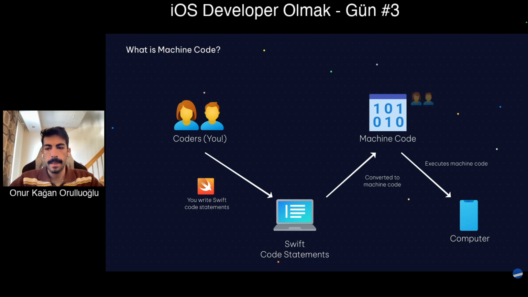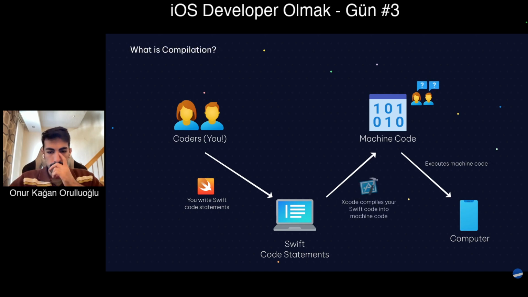Now, you might ask, why not just write machine code and skip this extra step? Well, Swift code is easy to read, write, and to manage for us human beings, but machine code is not. So that's why we need this step. Now, the thing that converts the high-level code, like Swift code, to machine code is called a compiler. In this case, with building iOS apps, Xcode performs this compilation step.